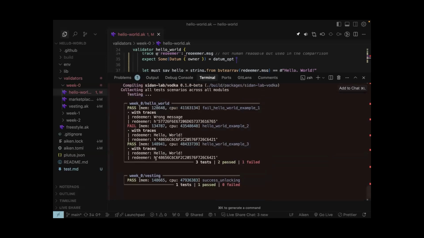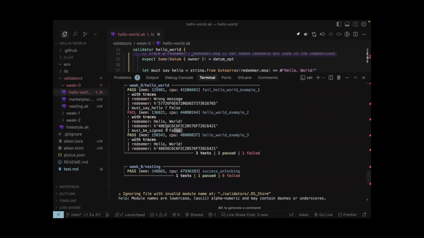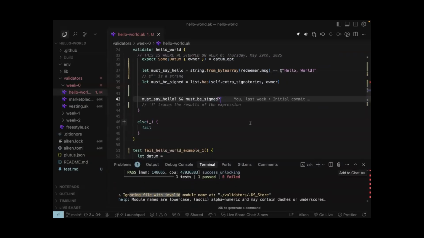That's right. You're right. It doesn't say it. So the difference is, maybe let's remove one of these. Must be signed is false, must say hello is false. So this is not showing up if we do not put the question marks. Okay, run it again.